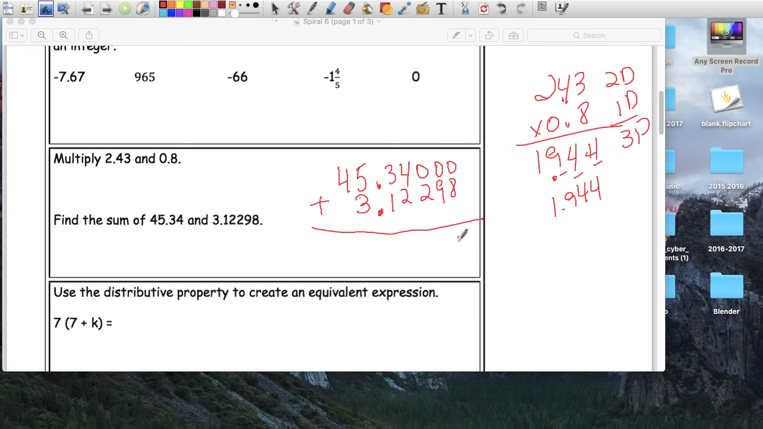Doesn't change the value. 8, a 9, a 2, 4 and 2 is 6, a 4, decimal, 5 and 3 is 8, and a 4. Final answer, this huge monstrosity here, 48.46298. Okay?